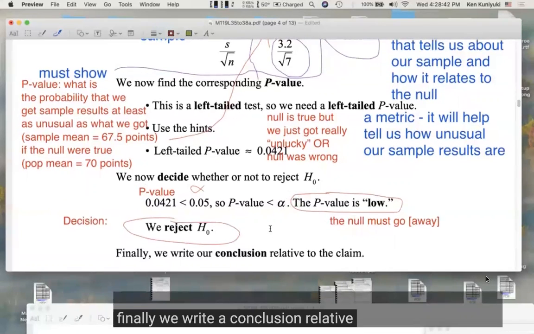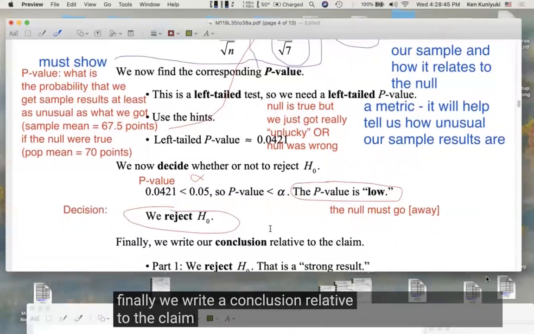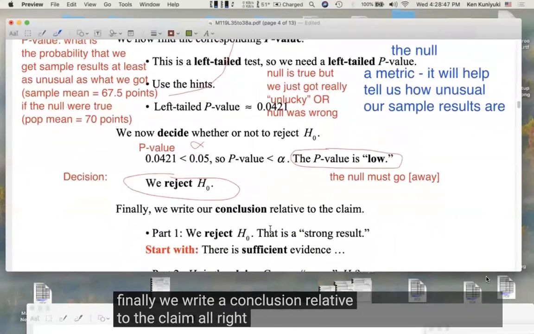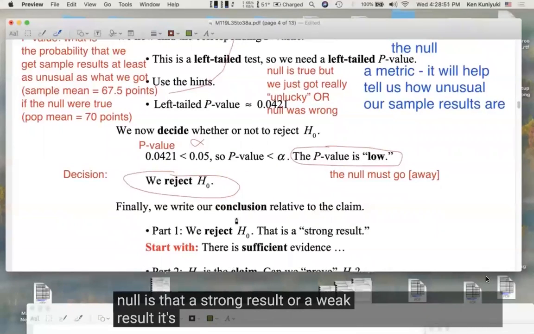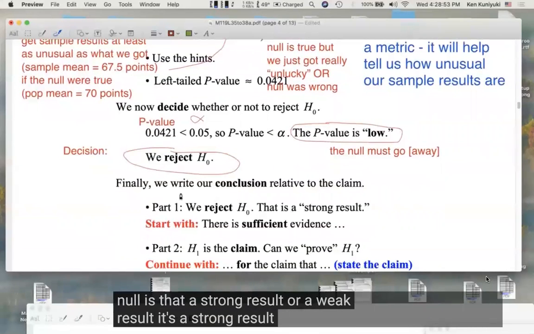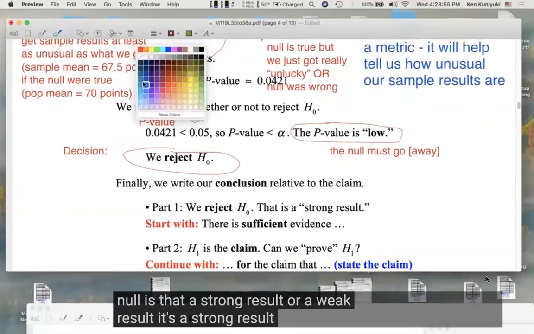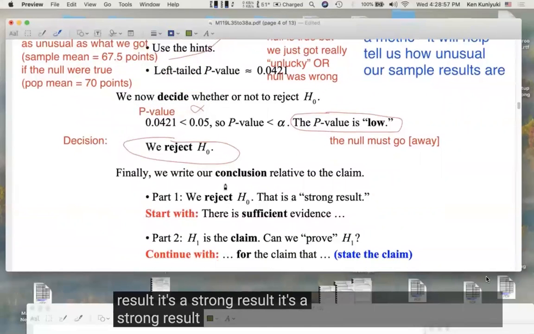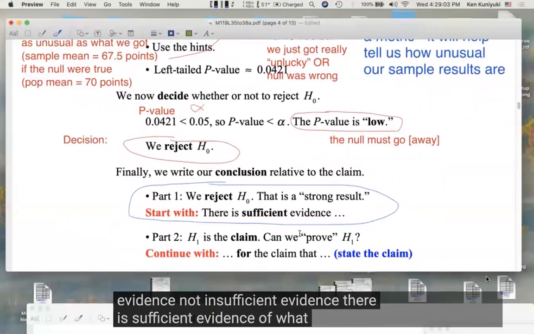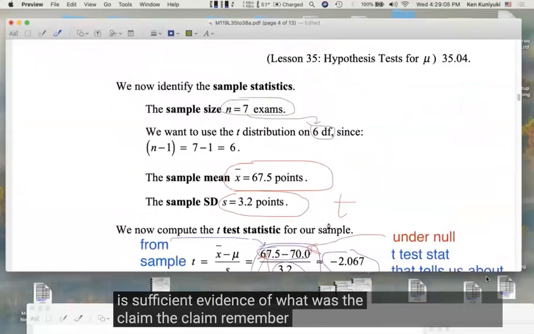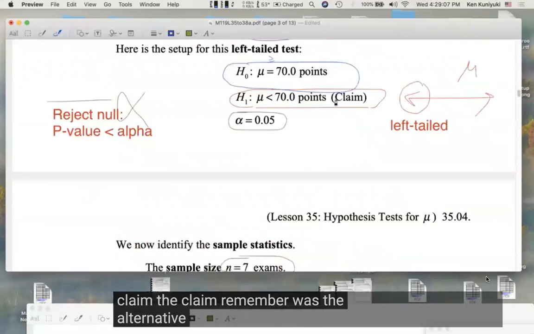Finally, we write our conclusion relative to the claim. All right. We reject the null. Is that a strong result or a weak result? It's a strong result. So there is sufficient evidence, not insufficient evidence. There is sufficient evidence of what? Well, what was the claim? The claim, remember, was the alternative, that the mean was less than 70 points.